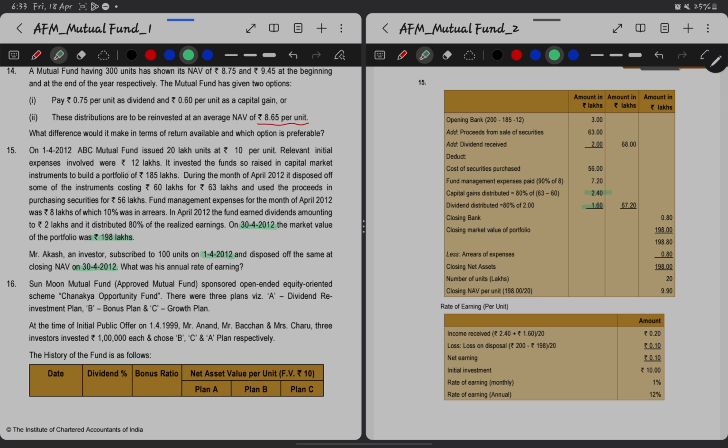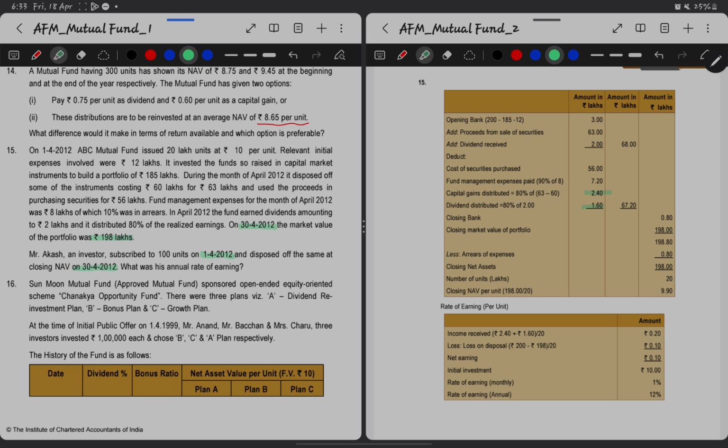when the ABC mutual fund issued 20 lakhs at 10, then 20 into 10, 200 lakhs was brought in, but there were some expenses involved, and then 185 lakhs worth of portfolio was built up. So 200 minus 12 minus 185, 3 lakhs balance was still left. So that will be the opening balance.